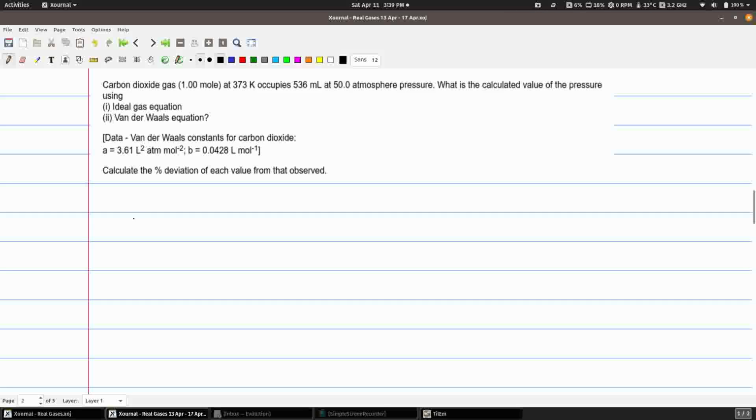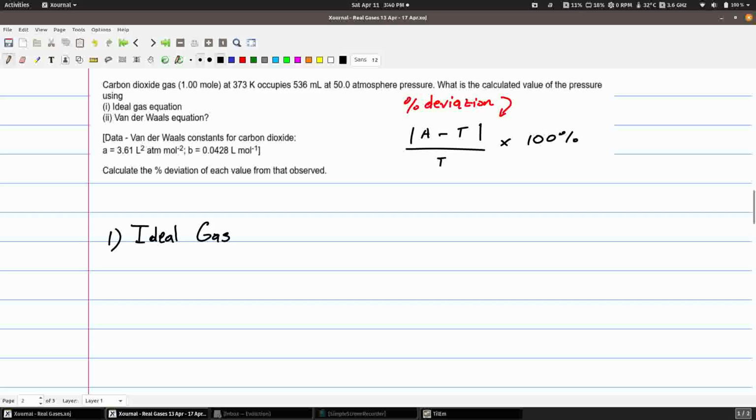So anyways, first we're going to calculate the deviation, which would just be actual minus theoretical, the absolute value, divided by theoretical times 100%. You've seen that formula before countless times. It's how you calculate percent error. So this is percent deviation, same thing as percent error.